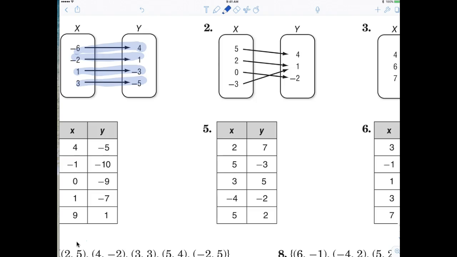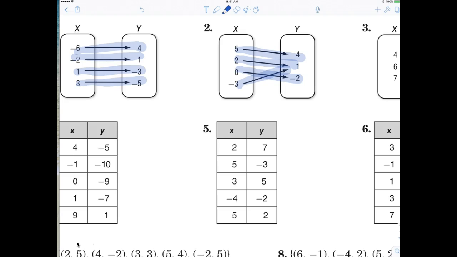All right. Is 2 a function? Yes, because, well, let's see. 5 goes to 4. 2 goes to 1. So far, so good, right? 0 goes to -2. And -3 goes to 1. Now, listen to what I'm saying. Every x has to go to a single y value. All right, to a single y value. So this is a function.